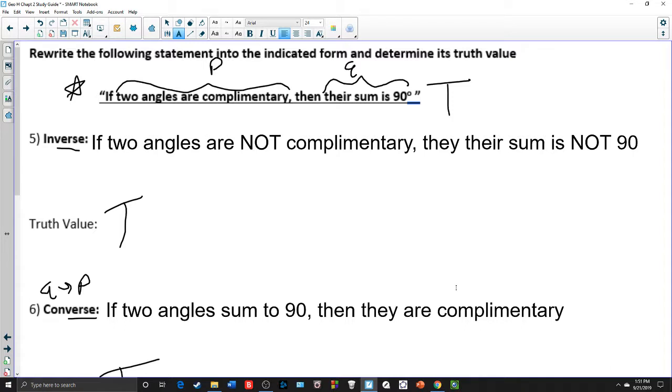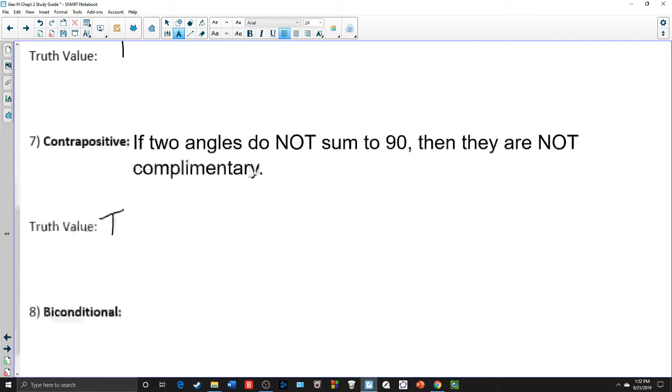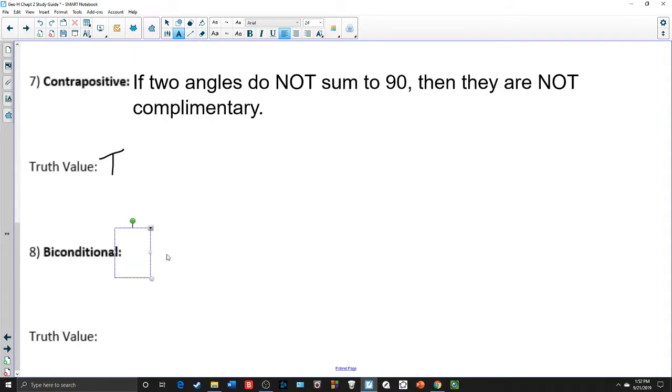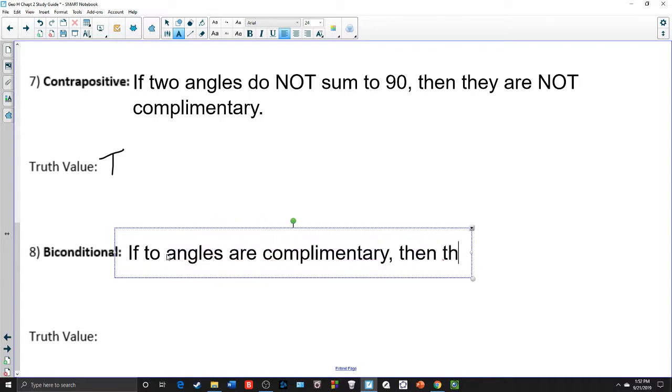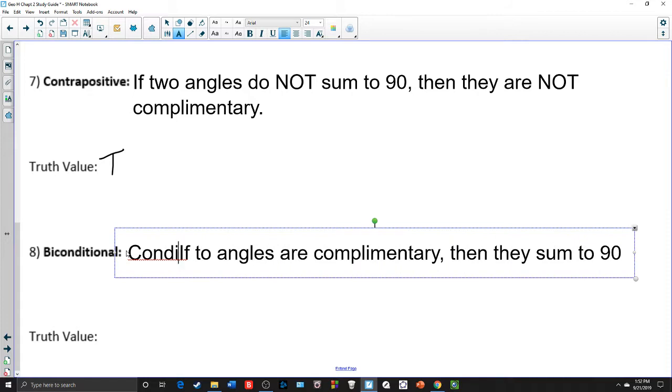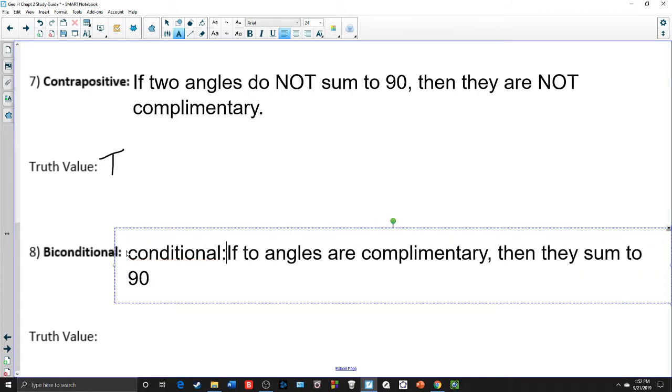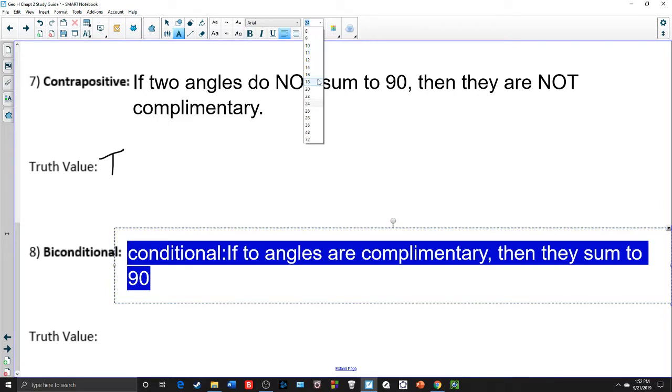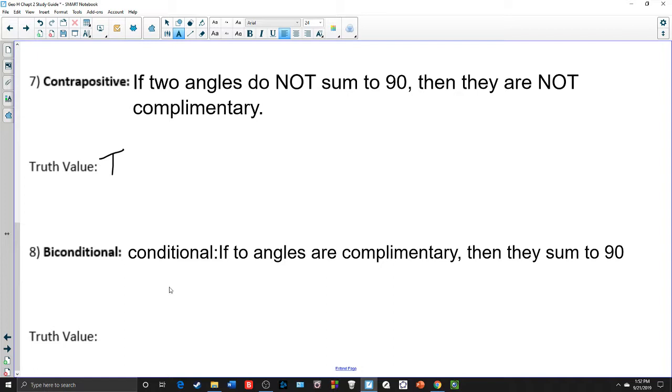It's a compound statement. But the shorthand version of it is to simply look at your conditional, drop the if, and replace the then with an if and only if. So let me show you that here. I'll write out the original statement too, so I'm going to keep scrolling up. If two angles are complementary, then they sum to 90. So this is the conditional. That's what we started with. Let me shorten the font here so that I can get it all in one line.